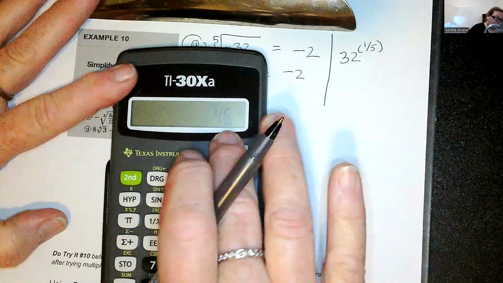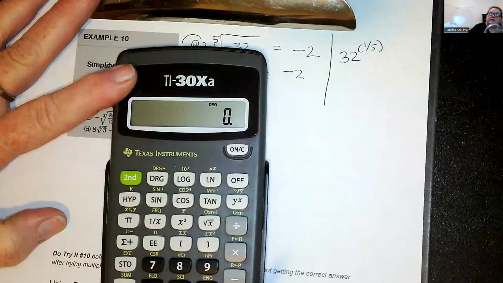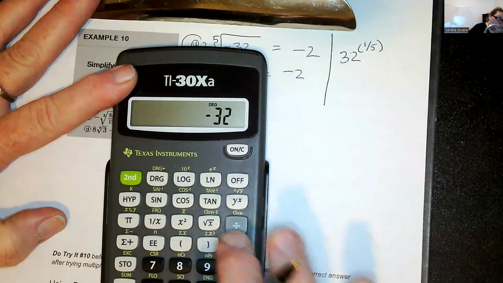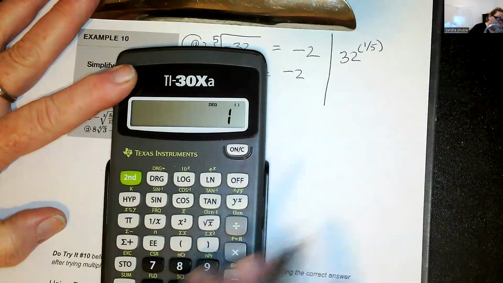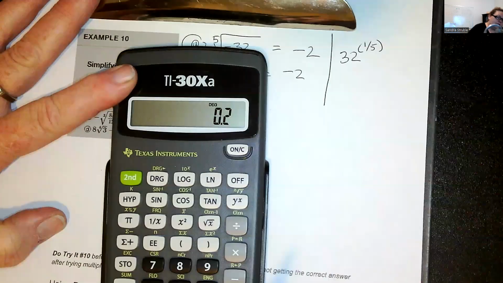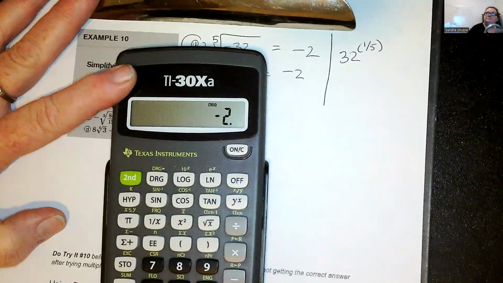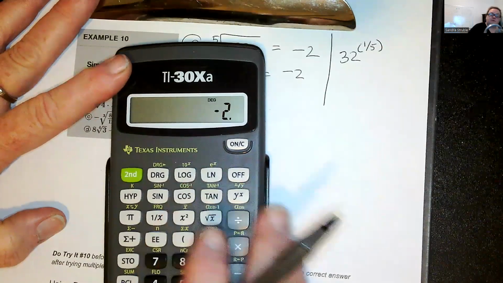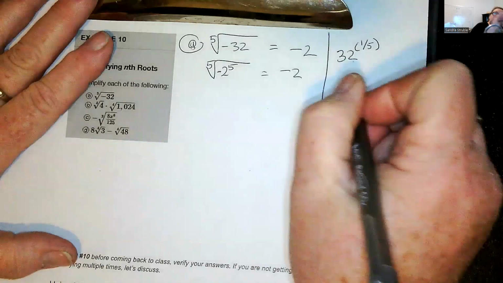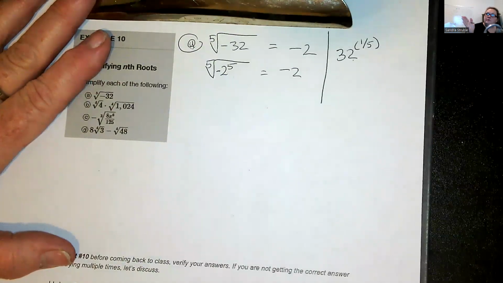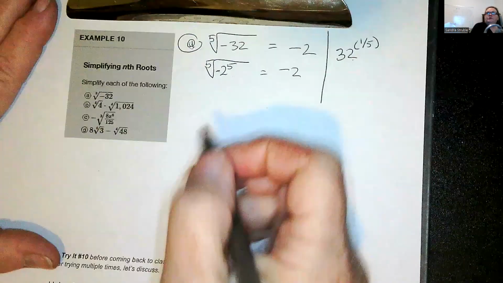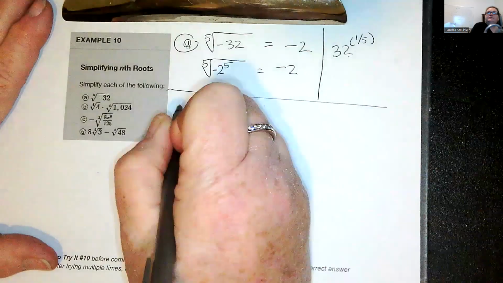So I'm going to put negative 32 raised to the power, open parenthesis, 1 divided by 5, close parenthesis, equals -2. That's how they get the answer. Okay. So I'm going to write 32, caret, or y to the x, whatever you've got on your calculator, open parenthesis, power over root, close parenthesis, equals. All right. Let's look at B.